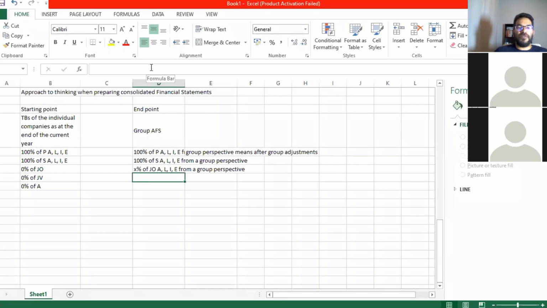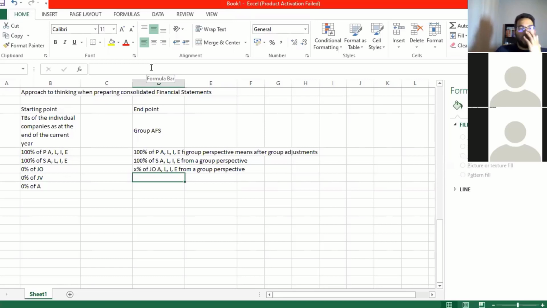For a joint venture and an associate, it is exactly the same. The only difference is that when it comes to a joint venture, we use the words joint venture, and when it comes to an associate, we use the word associate. Why is it exactly the same? Because they're both applying equity accounting in terms of IAS 28.